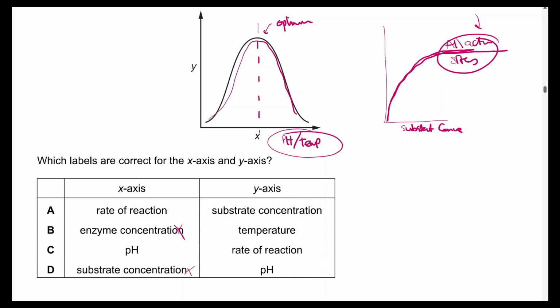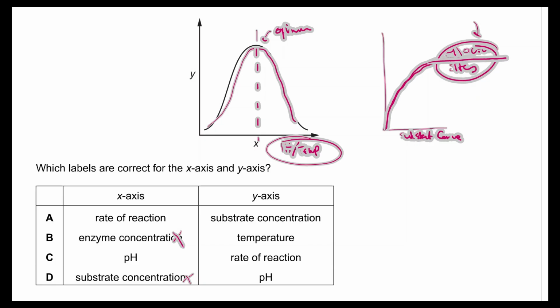Now, let's see the suggestions that we have here. For A, the x-axis has the rate of reaction and the substrate concentration on the y-axis. This is instantly incorrect.